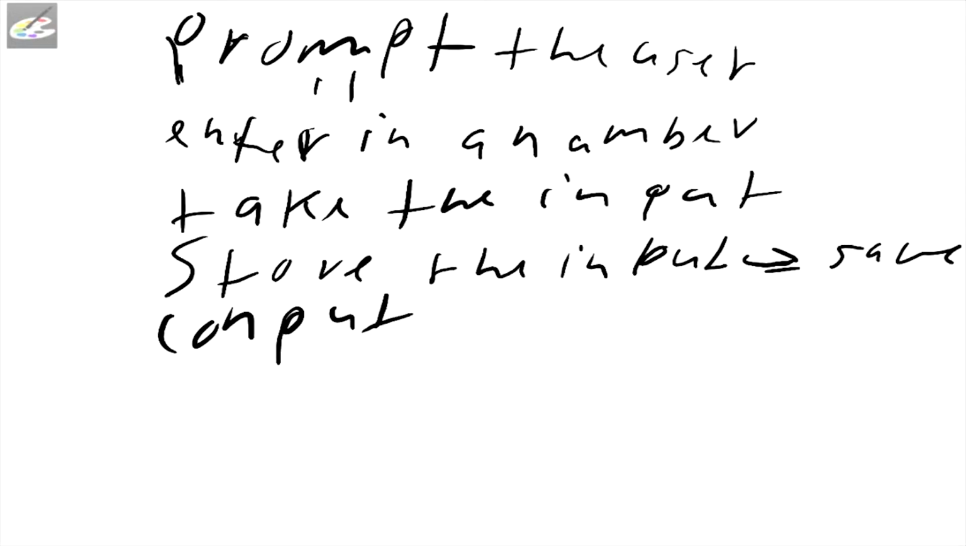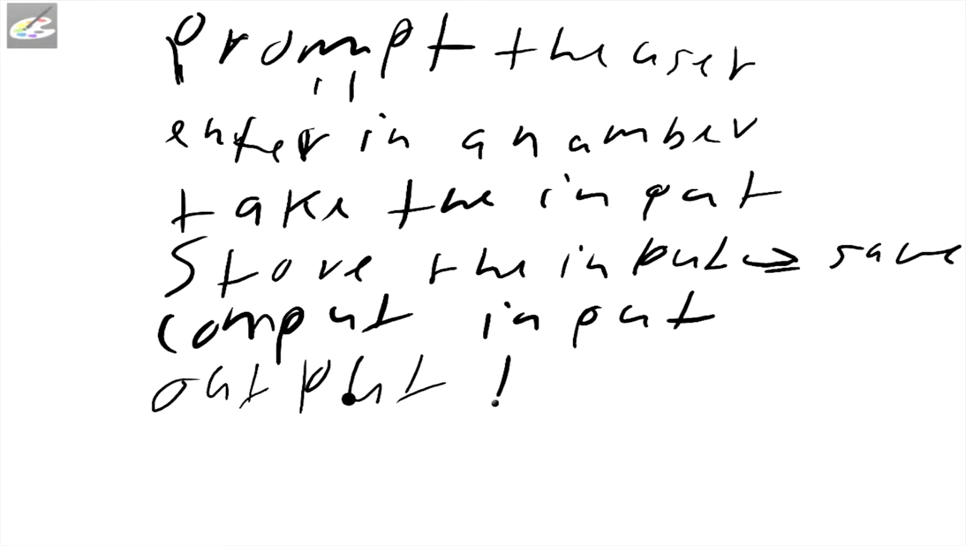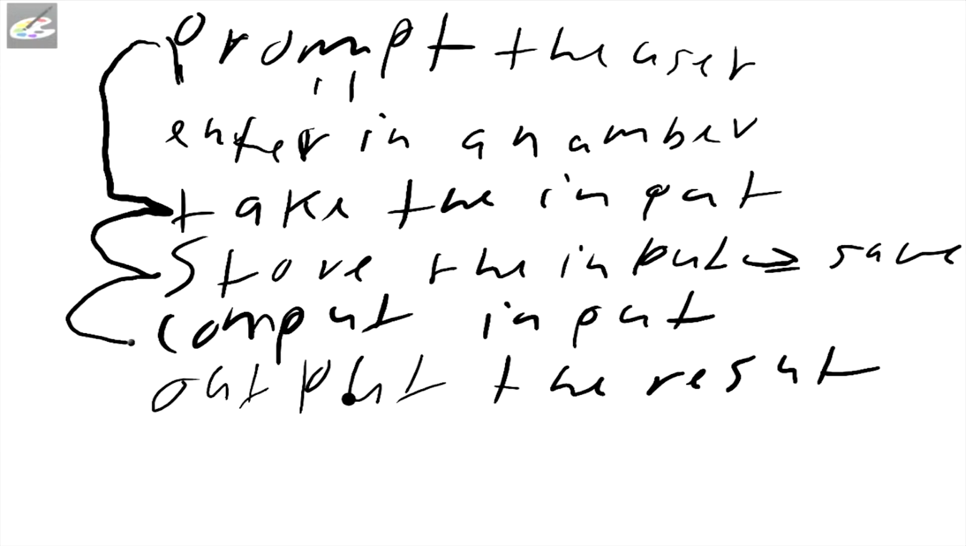So you prompt, you take that input, store that input, compute that input, and then you output the result. So that is the flow. For example here, you're going to prompt the user, take that input, save it, compute whatever you're going to compute with that input, and output the result.